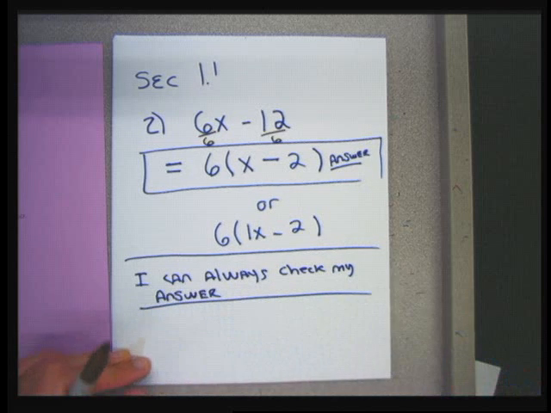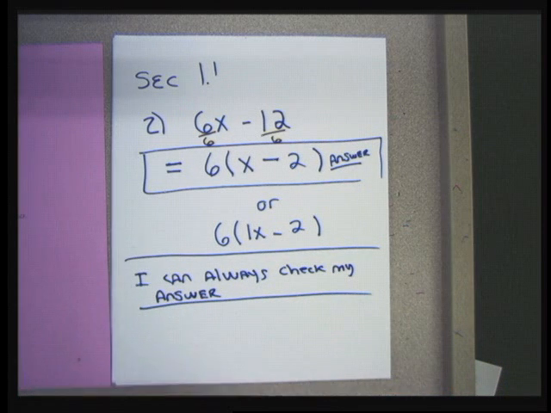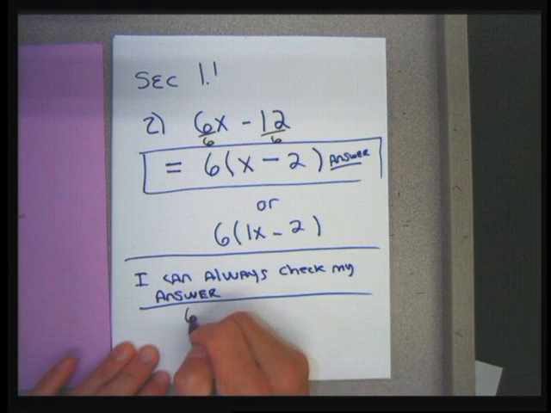To check, you just want to multiply back out your answer. So I take my answer, which is 6 times x minus 2, and multiply it back. If I multiply it back and it comes out to be the original problem, then I've done fine.